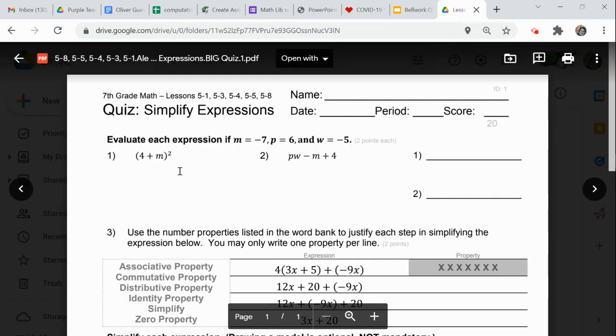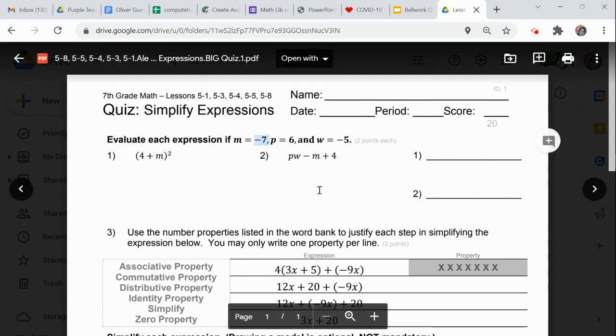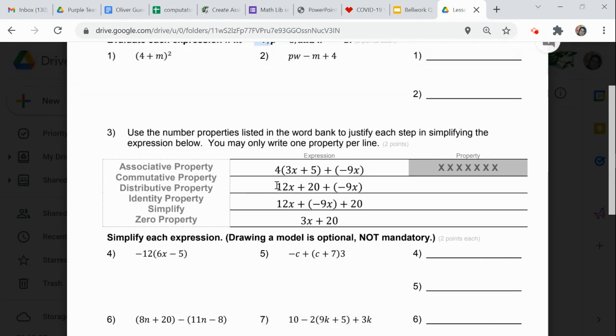All right, so this is what your quiz looks like. Remember, evaluate means you're replacing the letter with the value given. Okay, this means multiplication, P times W. So you have to take 6 times negative 5, subtracting M. M is a negative 7. So make sure you're paying attention to those types of things.